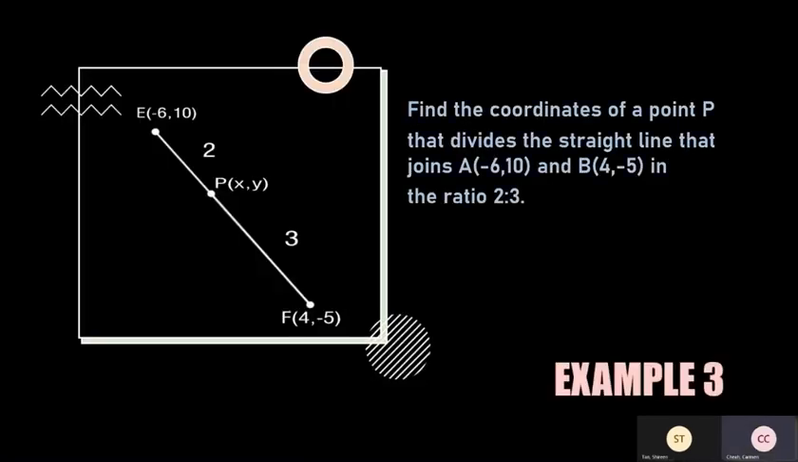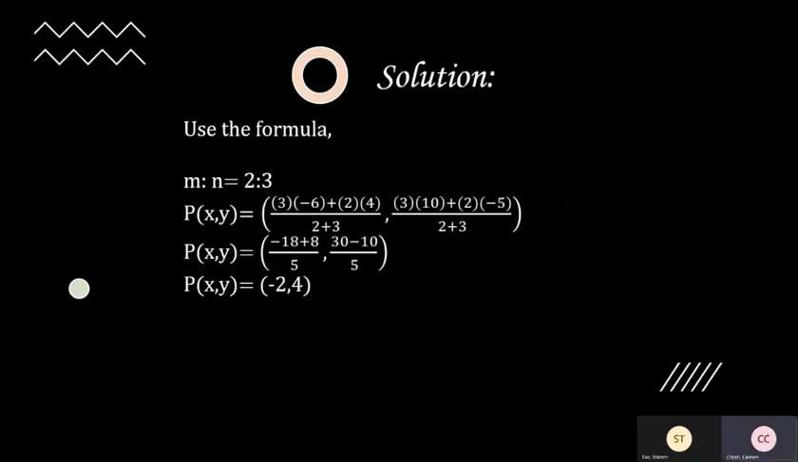For example 3, we have to find the coordinates of a point P that divides the straight line that joins point A with the coordinates of -6, 10 and point B with the coordinates of 4, -5 in the ratio of 2 to 3. Letting m be 2 and n be 3, and substituting A as x2 and y2 and B as x1 and y1 into the formula of the division of a line segment in the ratio of m to n, we can find the coordinates of P, which is -2, 4.